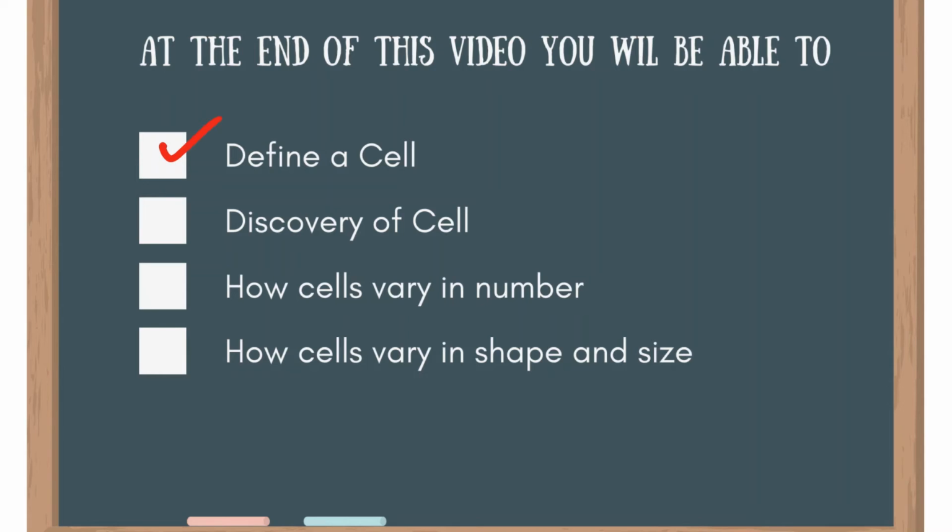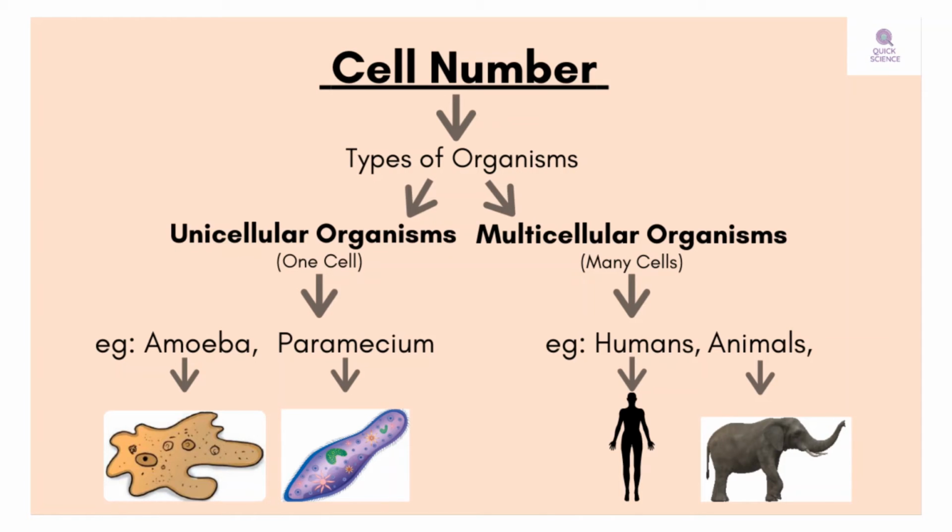Now we are done with discovery of cell also. Let's understand some of the features of cells. So let's get started. Based on number of cells, living organisms can either be unicellular organisms or multicellular organisms. The word uni means one and the word multi means many. There are some organisms which are made up of only one cell, and such organisms are called unicellular organisms. And some organisms which are made up of many cells, and they are called multicellular organisms.